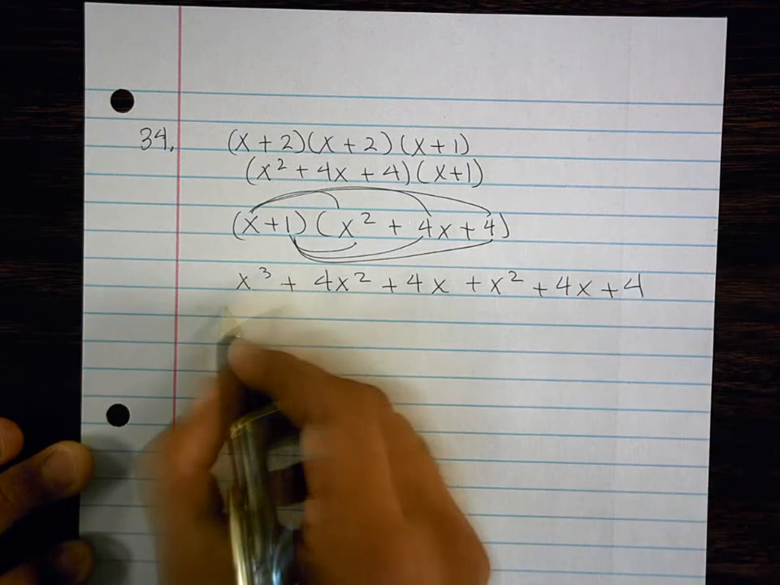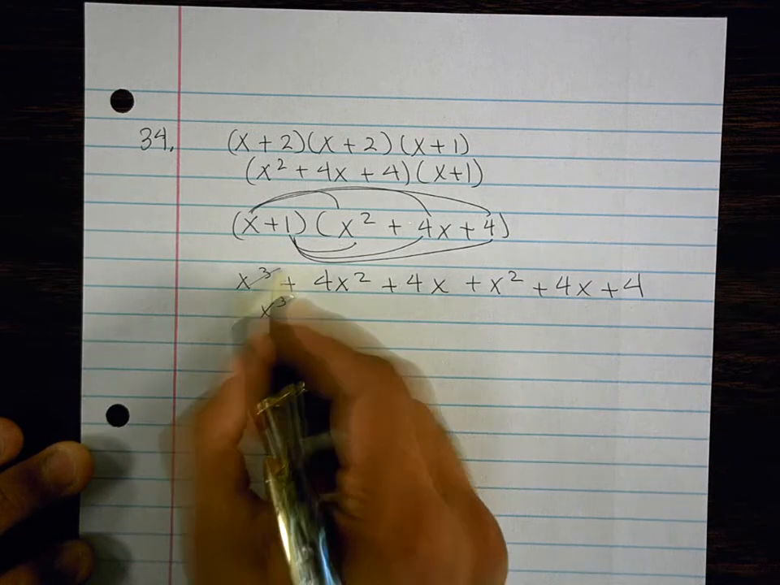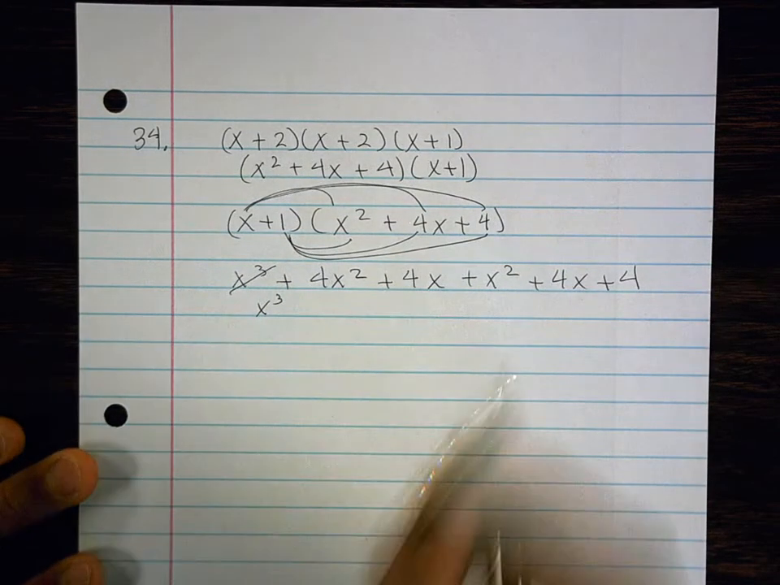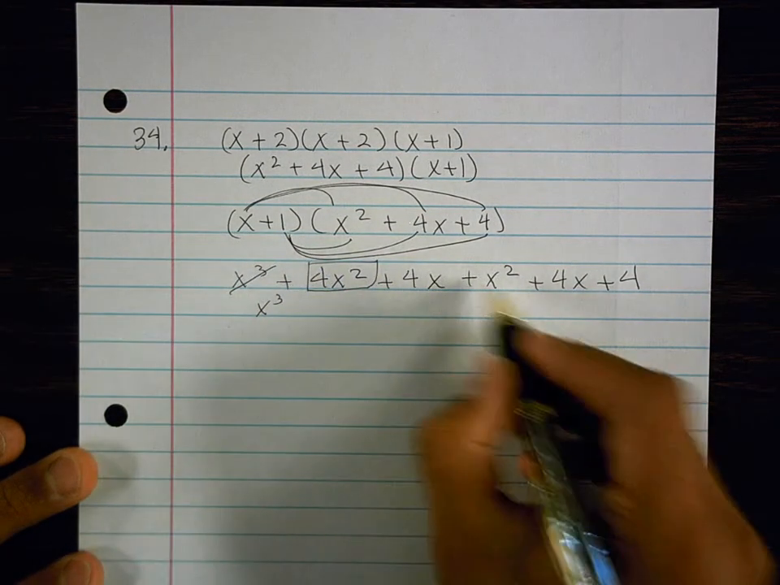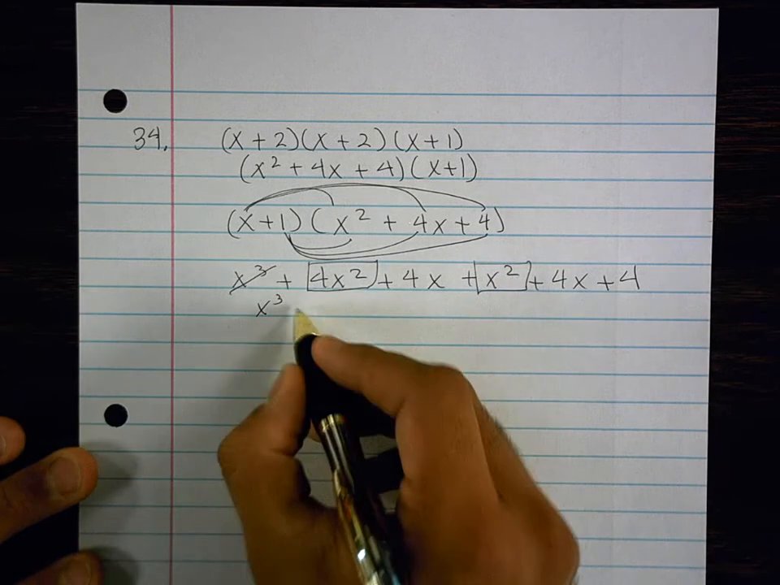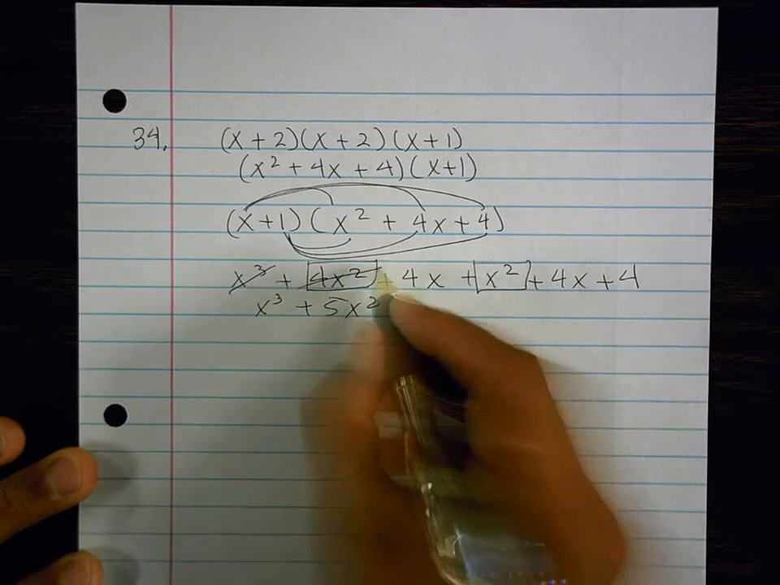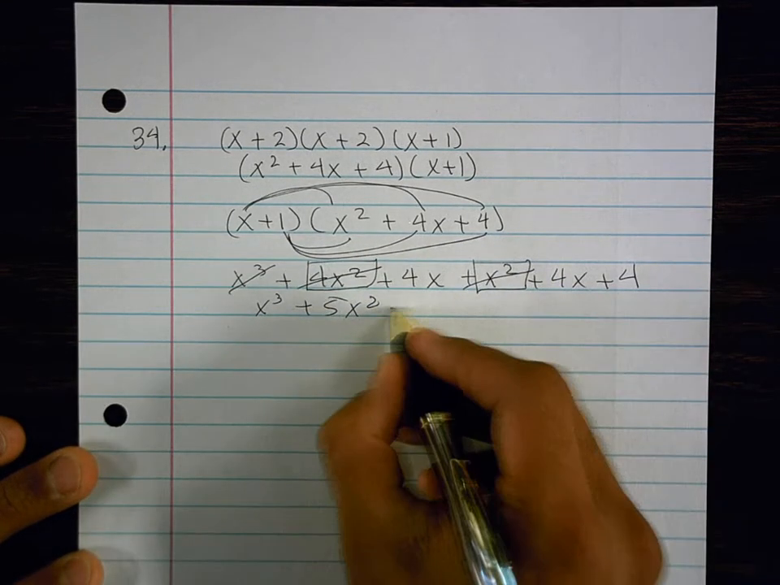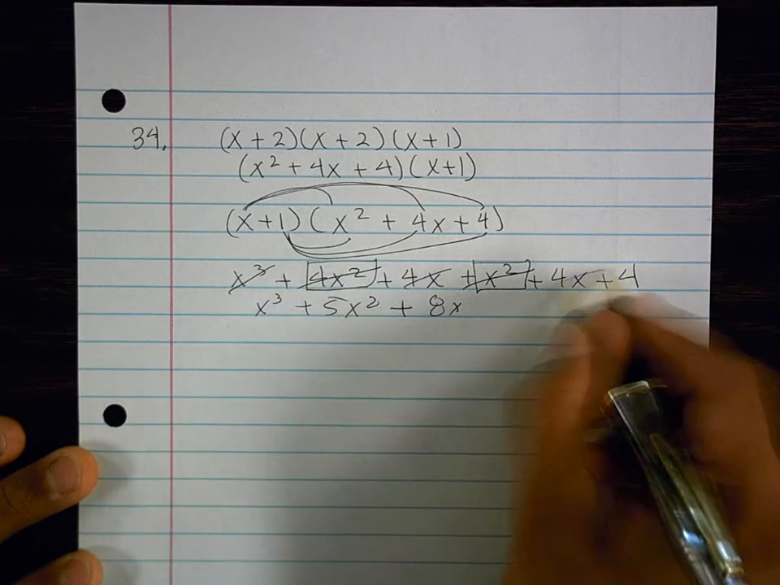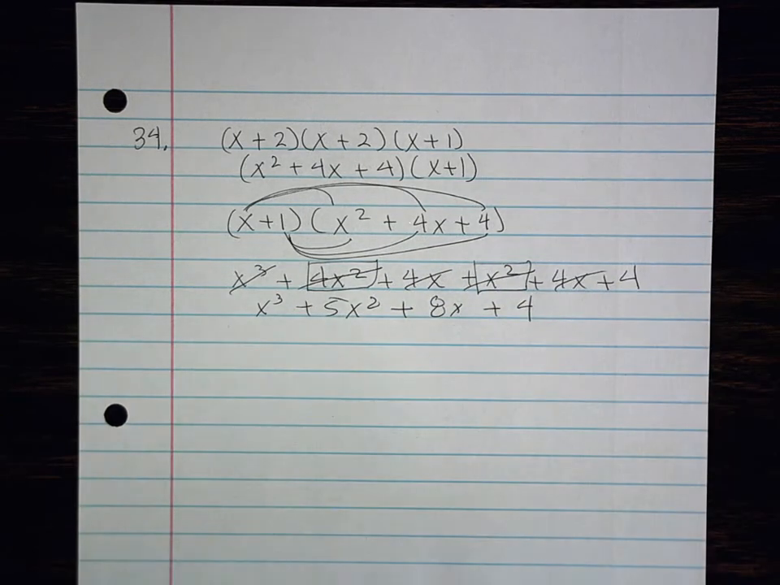Looking for like terms, x to the 3 does not have one. I cross it out just to know that I'm done with it. And I've got that one and that one. That's plus 5x squared and plus 8x plus 4.